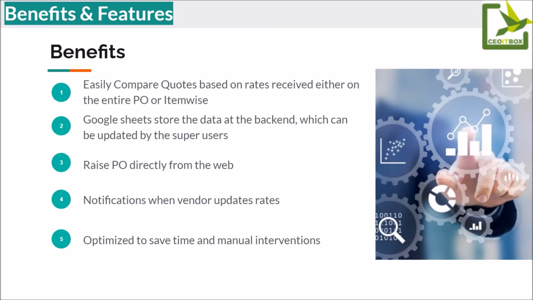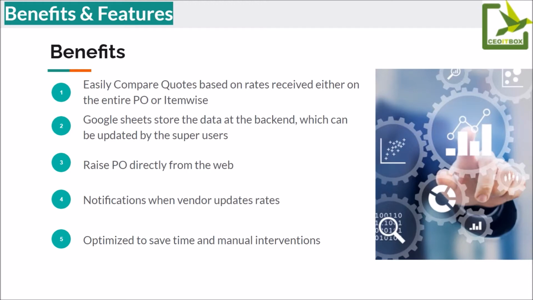The benefits include the fact that you can easily compare PO either item wise or on the basis of the entire rate, the total rate that is received. Google Sheet is there in the backend from where you can control and or edit any entry at any point of time. POs can be raised directly from the web itself.